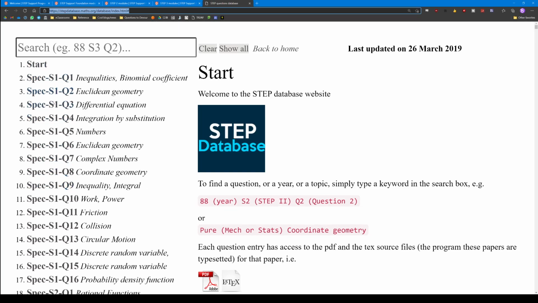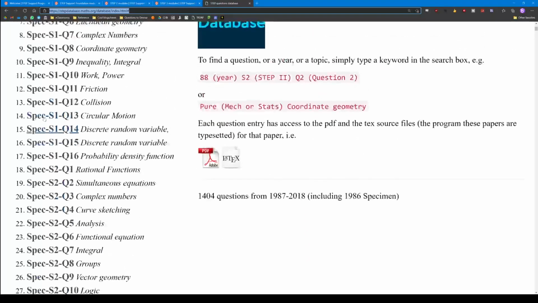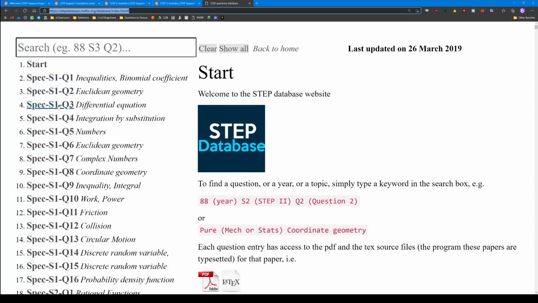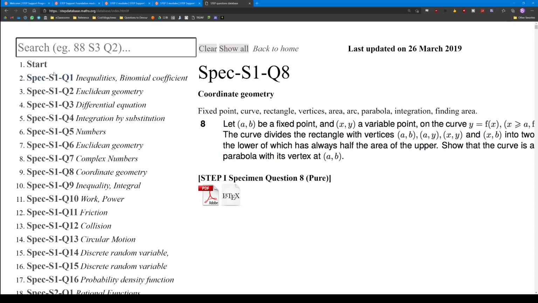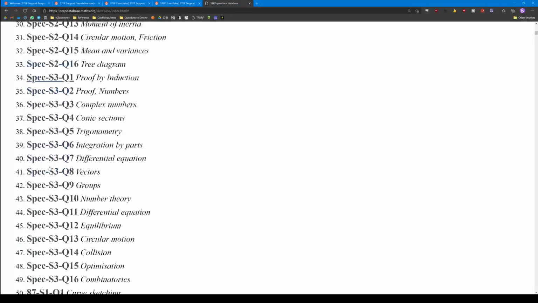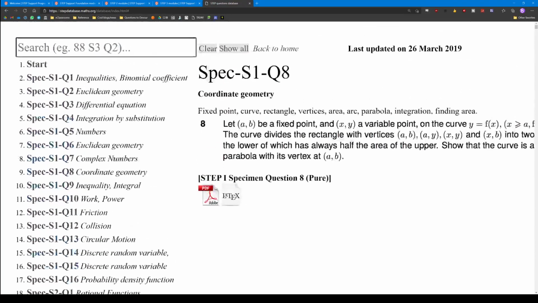So literally just start anywhere. But these papers are broken into three sections. You can see generally what the kind of topic is next to the question title here. S1 or S2 or S3 in the question title refers to whether it came from the STEP 1, STEP 2, or STEP 3 exam.